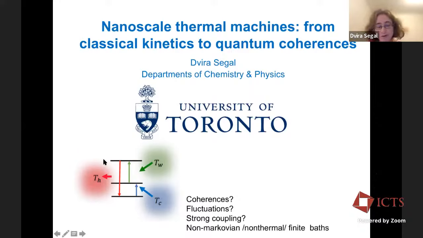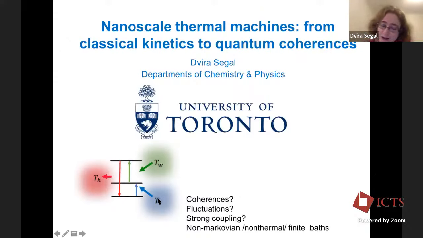The small machine that I'm going to consider is what we refer to as a quantum absorption refrigerator. In this picture, it's quantum for a simple reason, just because the system is quantum in the sense of having discrete energy levels. And the objective here is that it's a cooling machine.